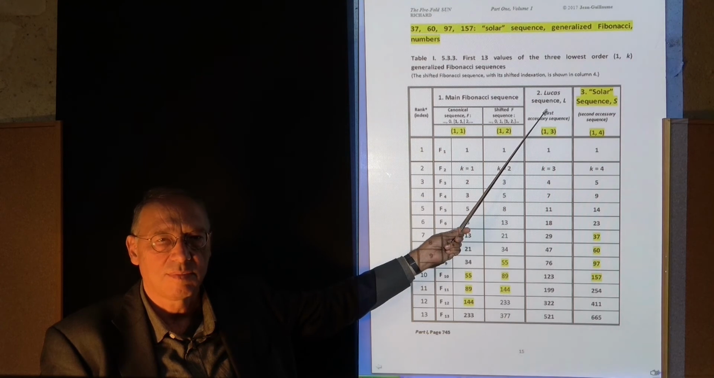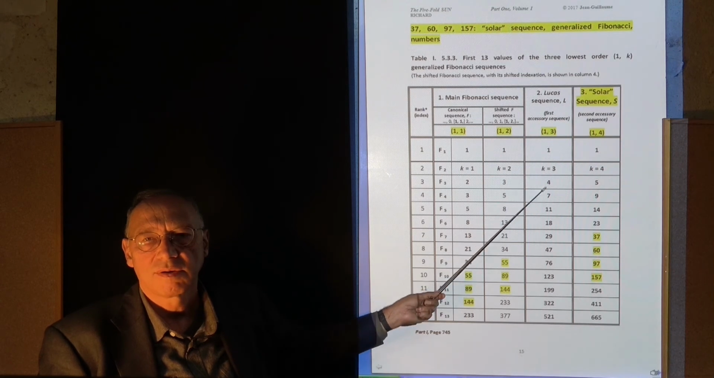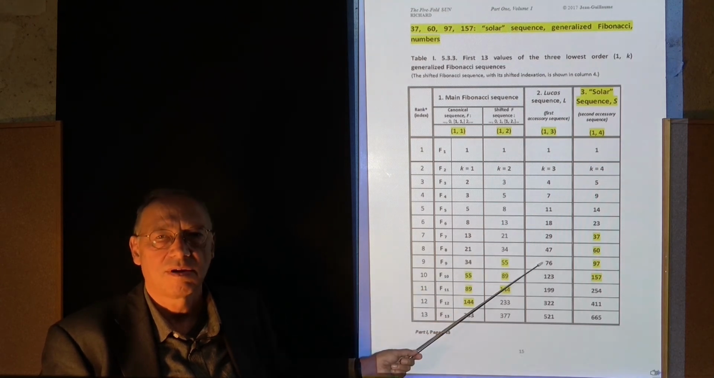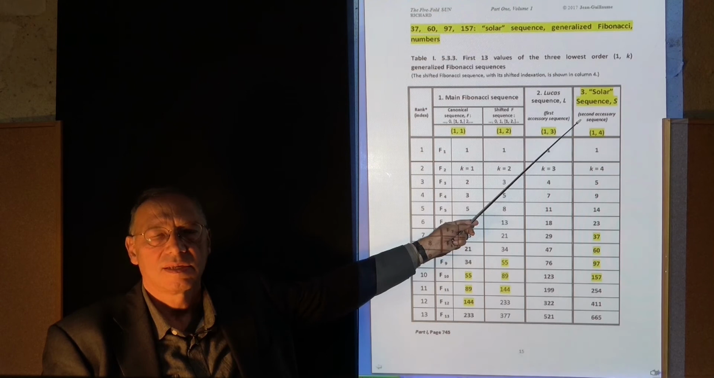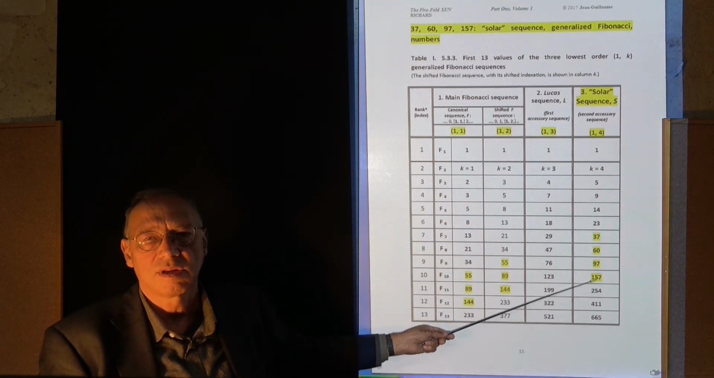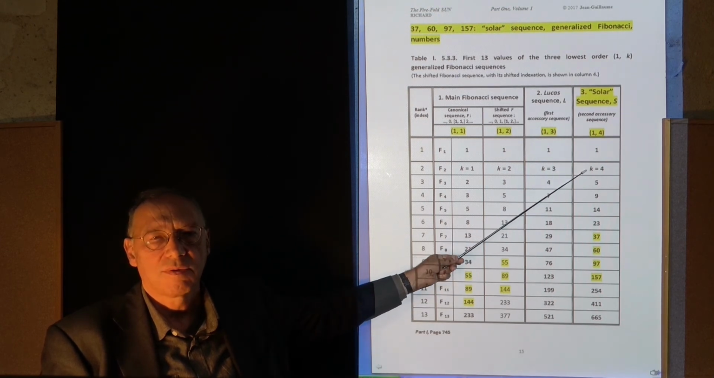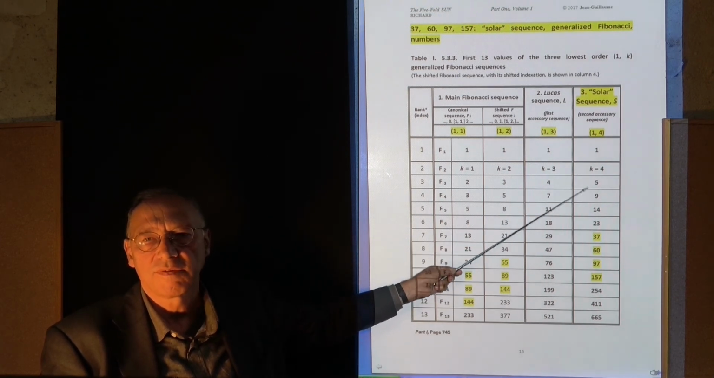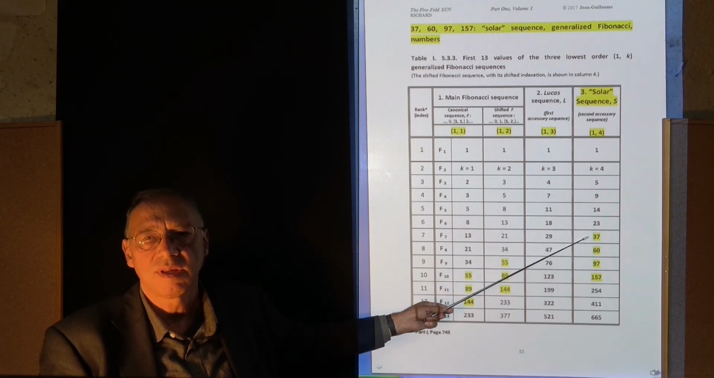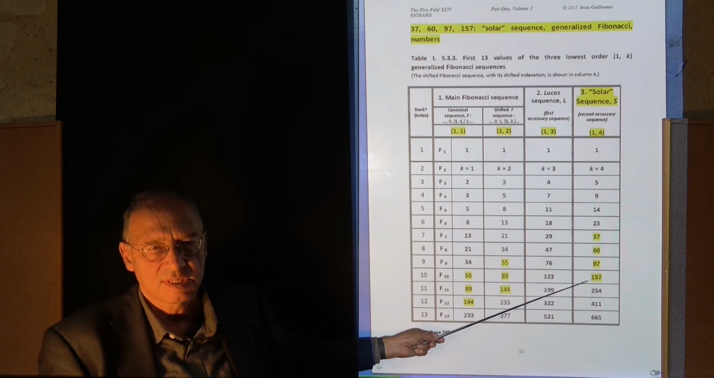It was studied by Mr. Lucas in the 19th century, and it is 1, 3, 4, 7, 11, 18, etc. The next sequence is the sequence in which we find our rotation numbers at the pole and at the equator. It has K equals 4 and is 1, 4, 5, 9, 14, 23, 37, 60, 97, 157.